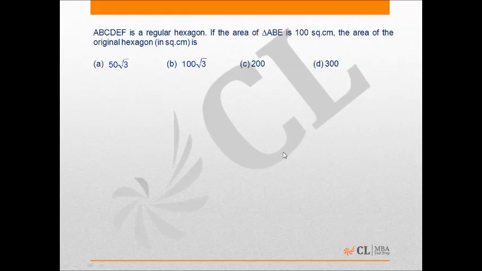Here it is given that A, B, C, D, E, F is a regular hexagon. So make a figure of a regular hexagon: A, B, C, D, E, F. It is given that the area of ABE is 100 square centimeter, and we have to find the area of the hexagon.